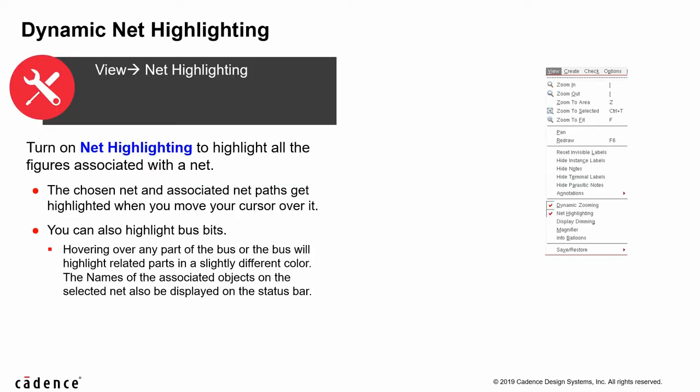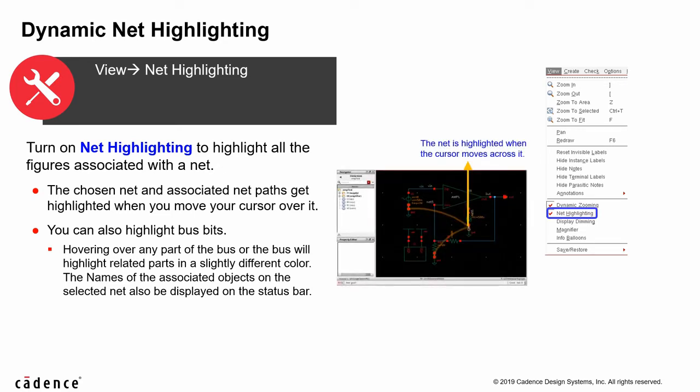Net highlighting is a very useful feature that you can use. You can go to the View menu and choose Net Highlighting to highlight all the instances associated with a net. When you move your mouse cursor over a net, the chosen net and associated net paths get highlighted. The net name is displayed in the status bar. You can also enable the dynamic net highlighting through the Display Options form accessed by going to Options and choosing Display and turning on the Dynamic Net Highlighting button.